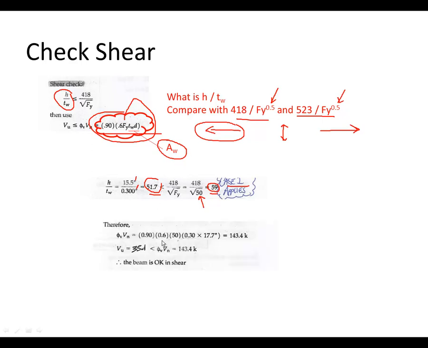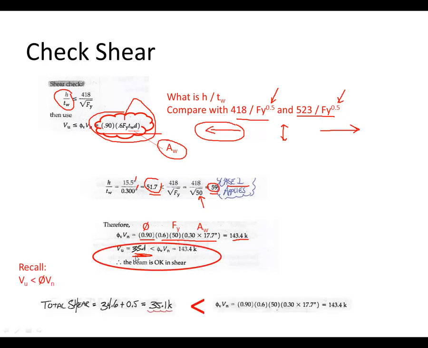So here is the V sub n equation that you see above. Here is the factor for V. Remember, we're calculating the ultimate shear value and then reducing it slightly by a factor. And they determine that that factored shear value has to be 143.4. And recall that 35.1 was the actual applied shear that we came up with. And so we're simply able to compare those two values. I show it down here again. Recall that Vu needs to be less than the factored value, and so 35.1 is less than the 143.4.